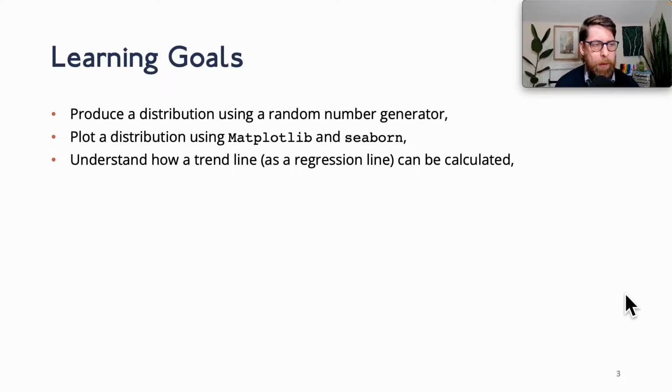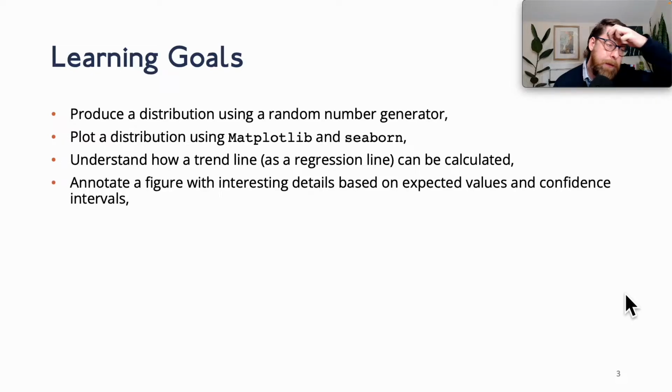We're going to want to understand how a trend line or a regression line can be calculated. We're not going to drill too deeply into regressions here, but we do want to get a sense that if we draw a trend line, what does that mean, and how much can we trust that trend line? We're going to want to annotate a figure with some interesting details, and those might be based on expected values and confidence intervals. So not just having the first chart that we have up there, but kind of massaging that chart a little bit so that we really accentuate the things that we want to claim or want the reader to pay attention to.